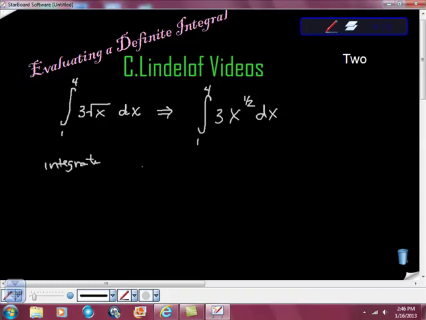I could pull that 3 out, but I'm not going to, to be honest with you. Remember that when we integrate, we increment the exponent by 1. So 1/2 plus 1 is 3/2, isn't it? So we get x to the 3/2. And whatever we get here for our exponent value, we also get that as the denominator of our fraction here. And then I'm going to use a little bit of notation that says that I intend to evaluate this from 1 to 4.